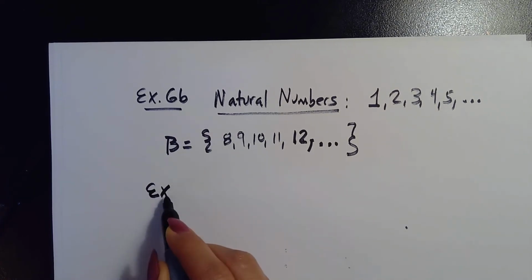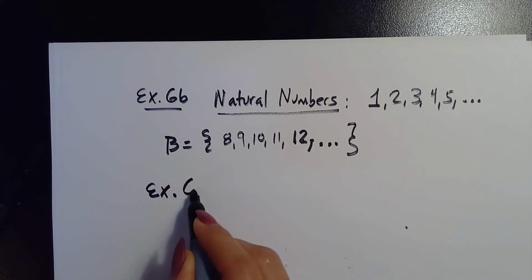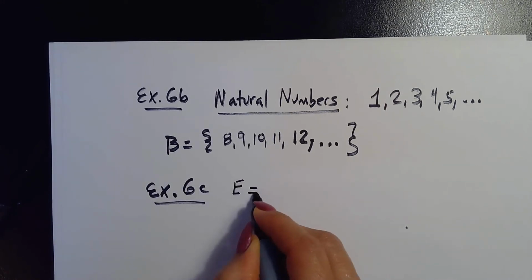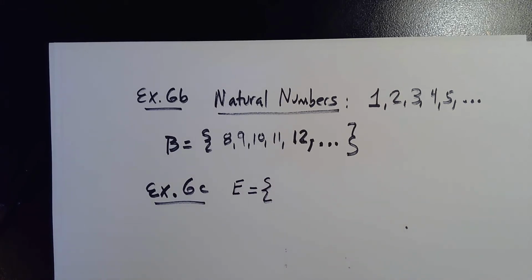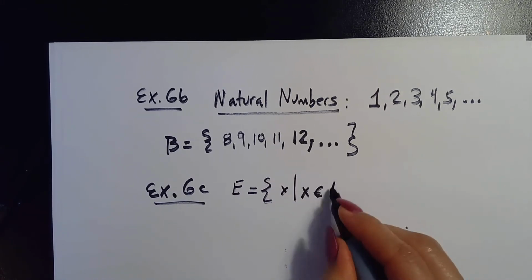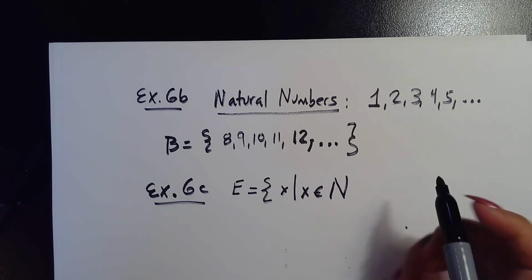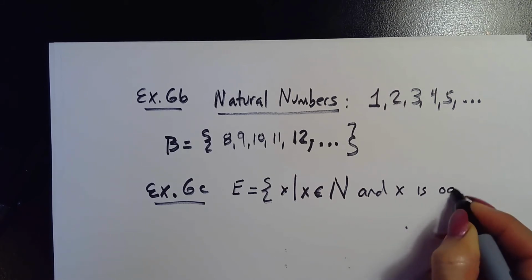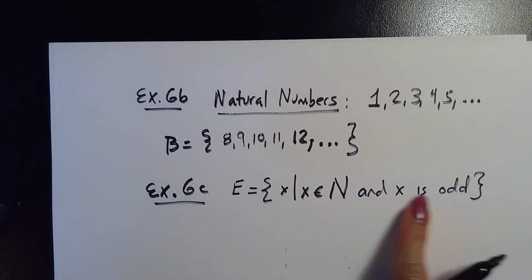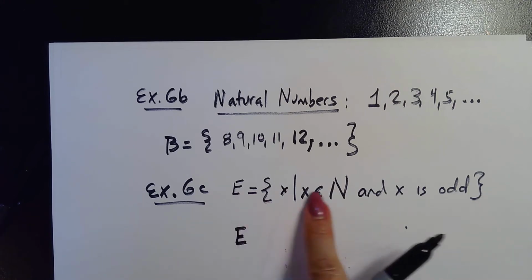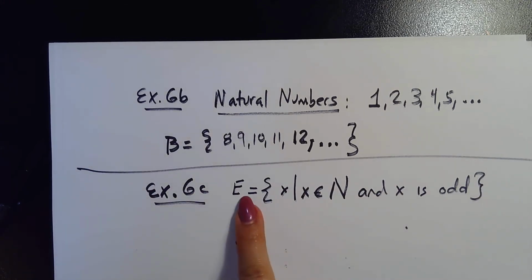Now I'm going to do 6C. It says that E, let me write it. E is a set of all the x's such that x belongs to the natural numbers, and x is odd. So that set has to satisfy both conditions. So E, if I write it, this is in set builder notation, right? This one is in set builder notation.